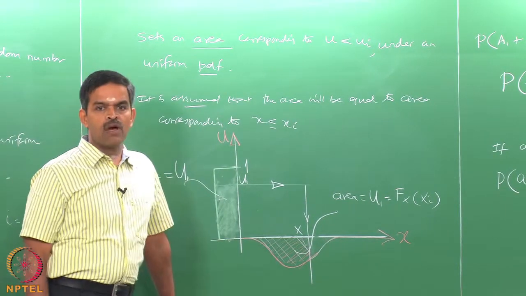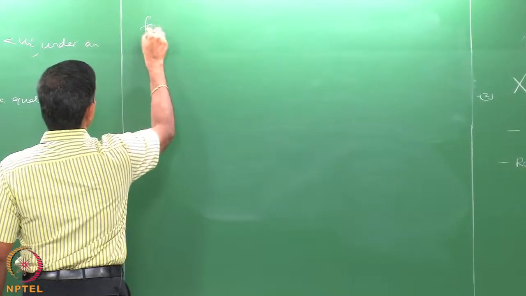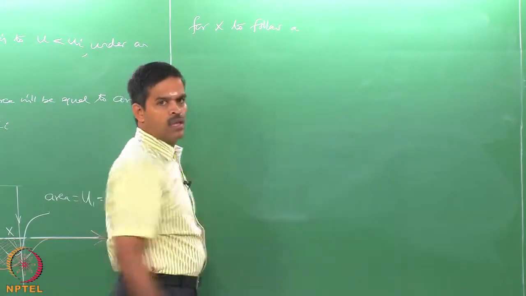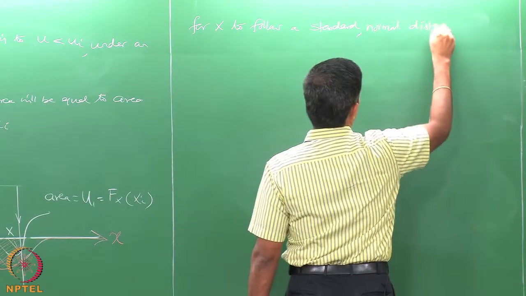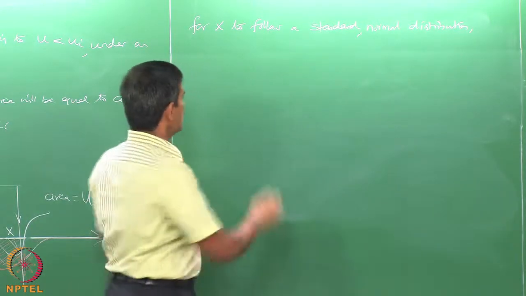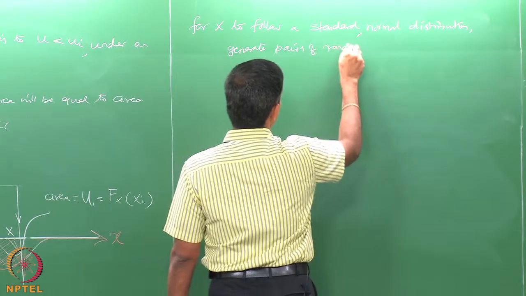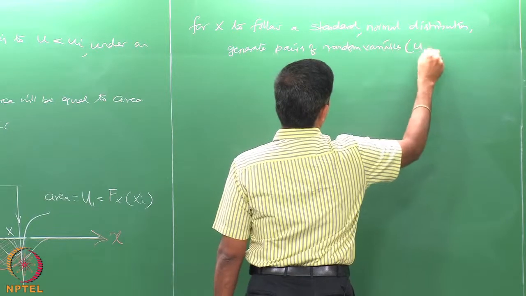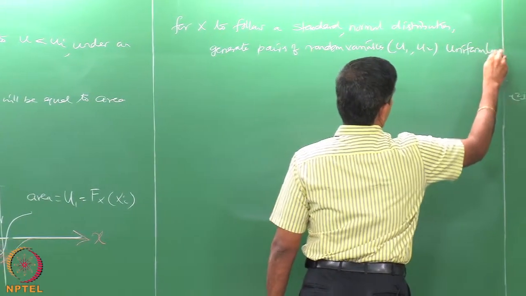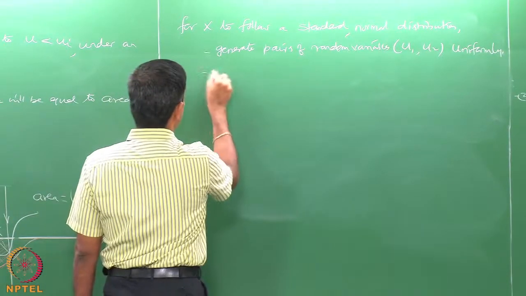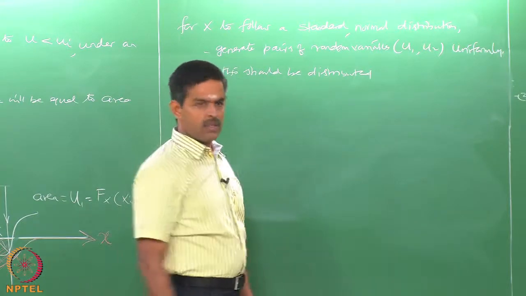So, for x to follow a standard normal distribution, one should generate pairs of random variables, let us say u1 and u2, uniformly, and this should be distributed in the range 0 to 1.